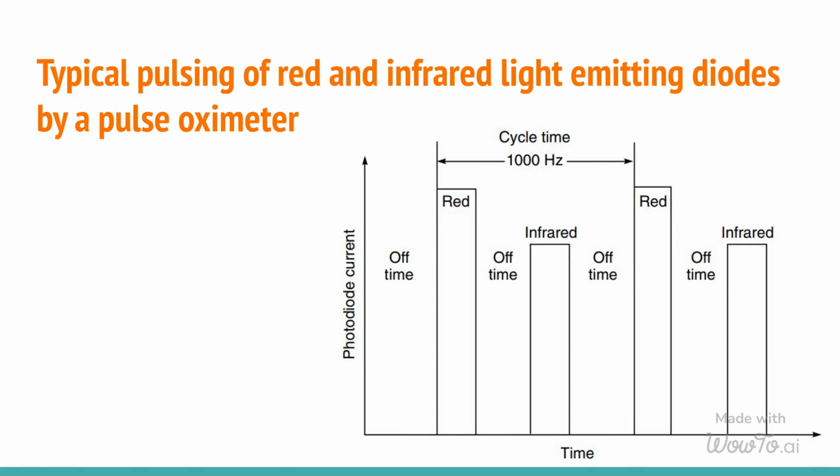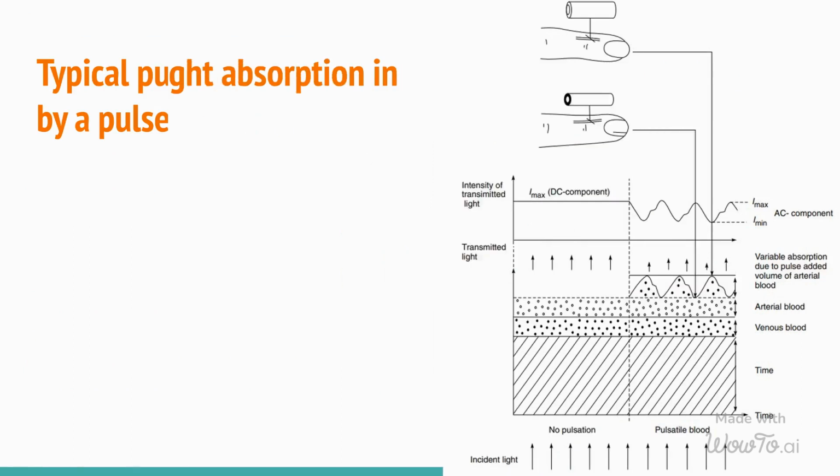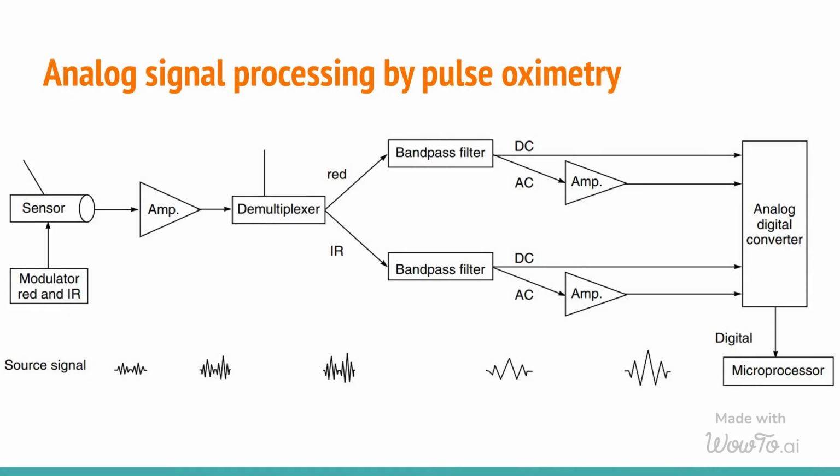Figures show the typical pulsing of red and infrared light emitting diodes by a pulse oximeter. Figure illustrates the infrared light absorption in the finger. Analog signal processing by pulse oximetry.